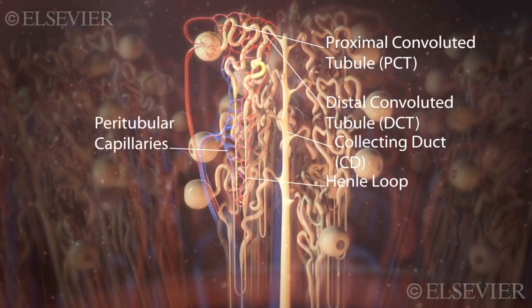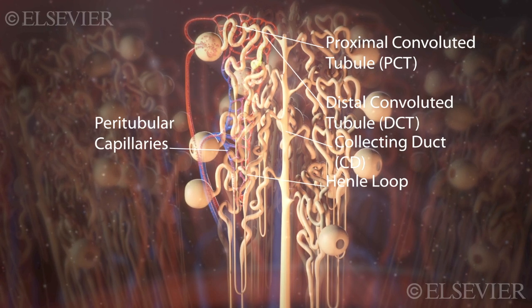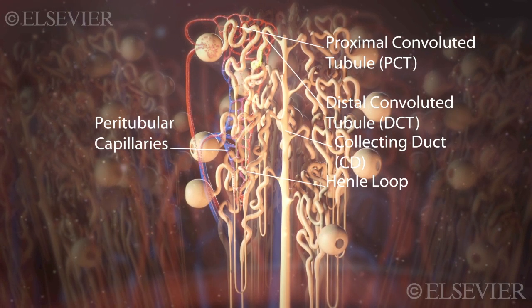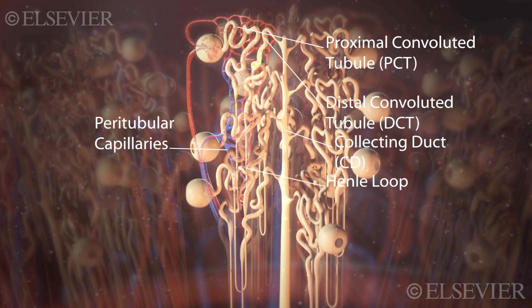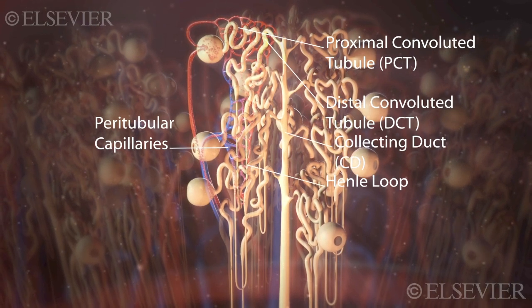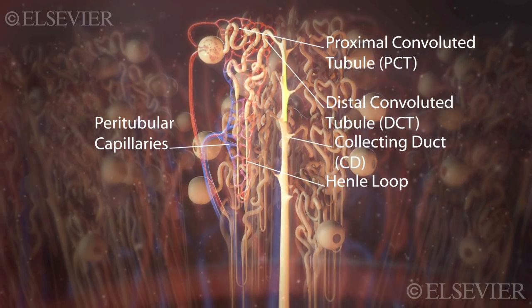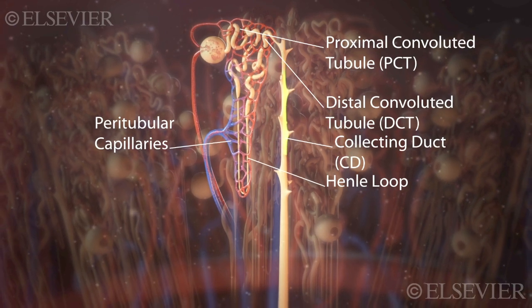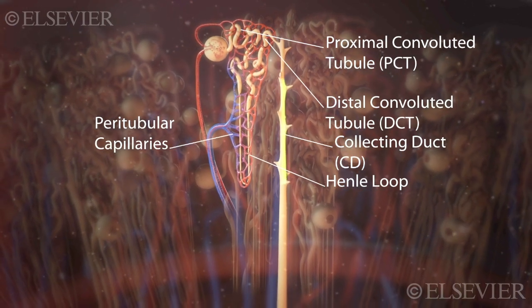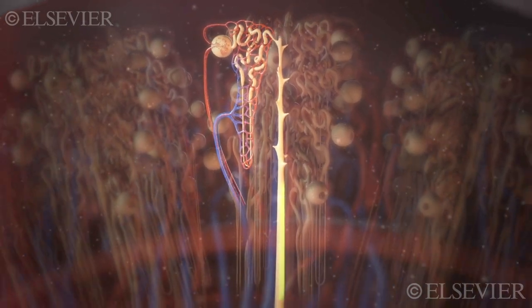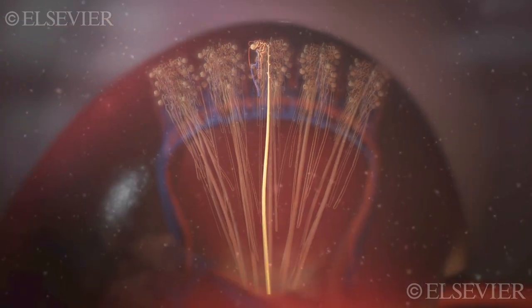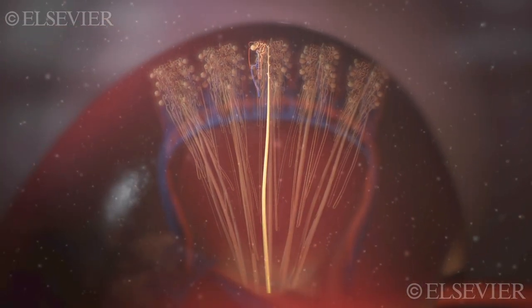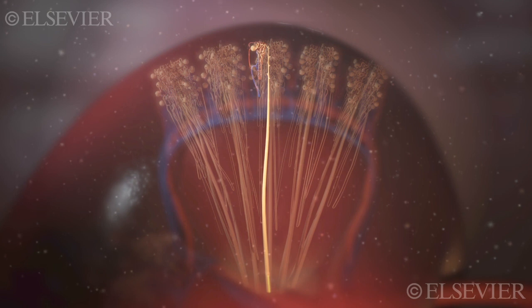The DCTs of many nephrons connect to one collecting duct. Reabsorption and tubular secretion continue to occur in the collecting duct. Because of these processes, by the time filtrate reaches the end of the collecting duct, it has become urine. Of the 180 liters of filtrate produced each day, the result is only 1 to 2 liters of urine that will be excreted from the body.